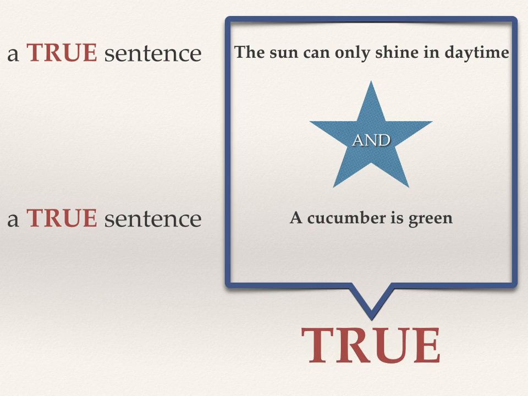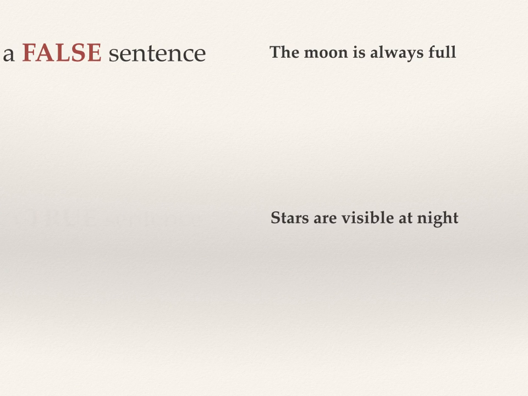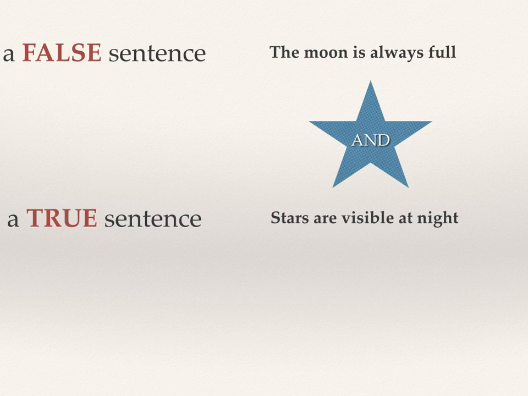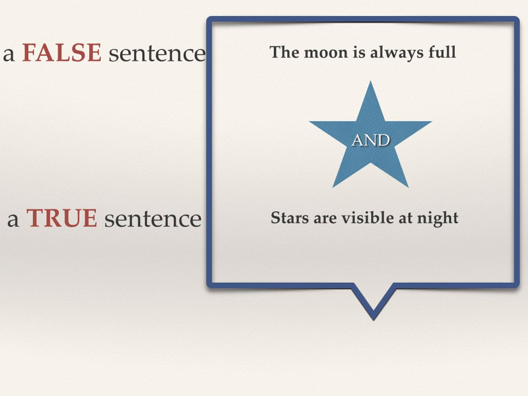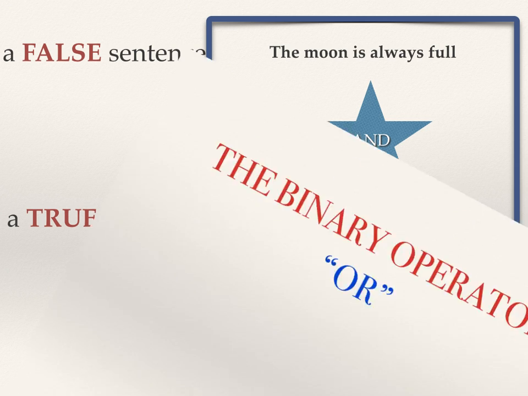However, if we take one sentence that is false, the moon is always full, and another sentence which is true, for example, stars are visible at night, and operate on the and, we get the sentence, the moon is always full and stars are visible at night, and this whole sentence, which is made up of a true sentence and a false sentence, is false according to the rules of the and operator.